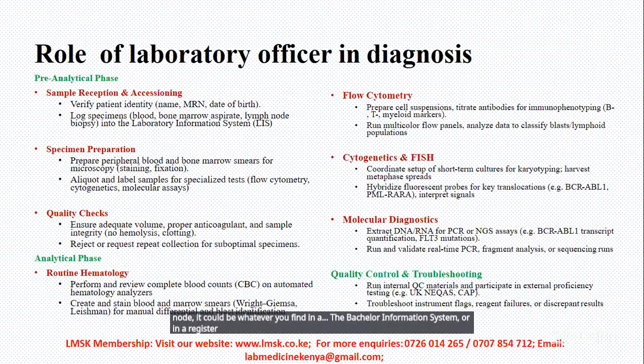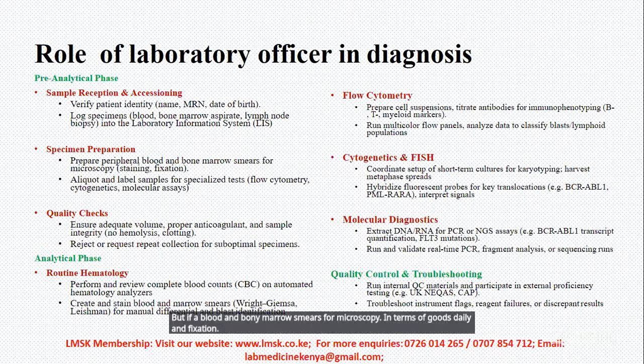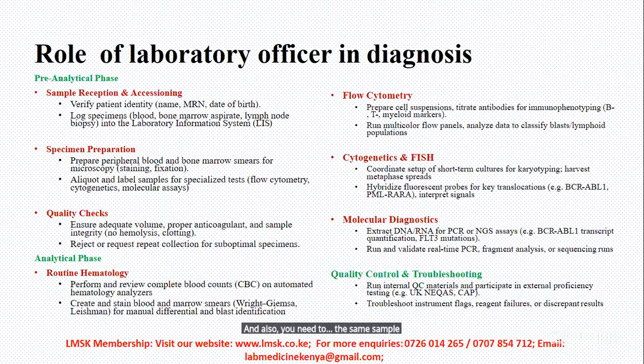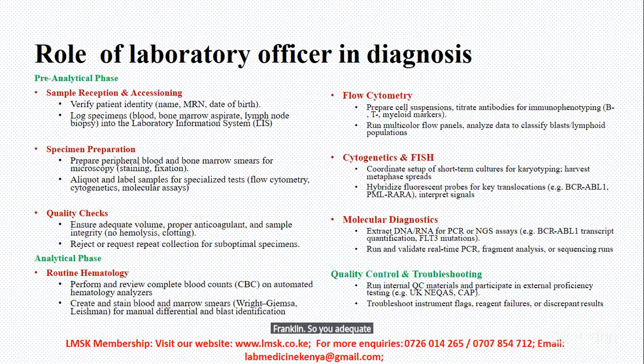Then you have to learn how to do sample preparation. You prepare peripheral blood and bone marrow smears for microscopy with good staining and fixation. And also, the same sample can be used for many tests for differential diagnosis, because some of the diseases look like each other. TB can mimic cancer, can mimic fungal infection. So you aliquot these and send them for specialized testing based on the request.